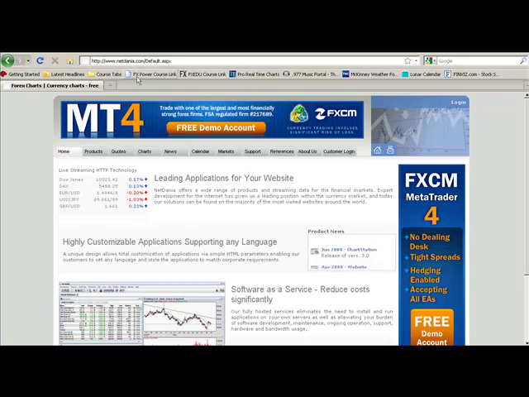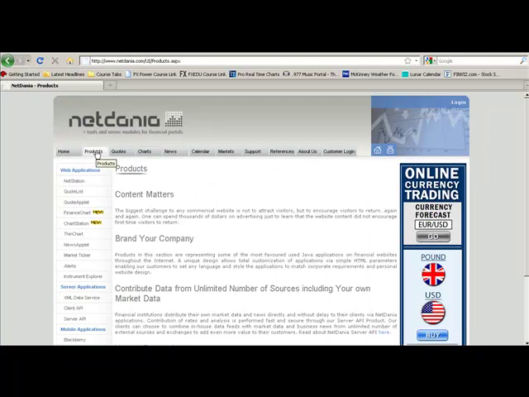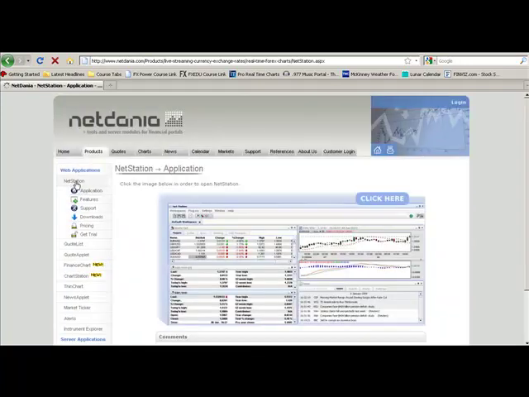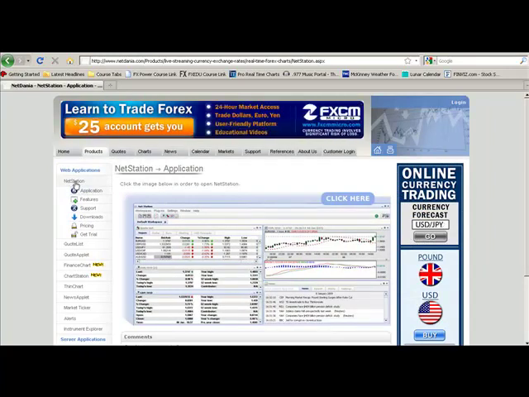But you go to netdania.com. Once you're at their homepage, you click on the products tab here. And then they've got two charting packages I like. One are the finance charts, which I'd encourage you to check out. But the other is the NetStation charts that we're going to focus in on today. So you click on NetStation here in the left-hand column. Go over to where it says click here.